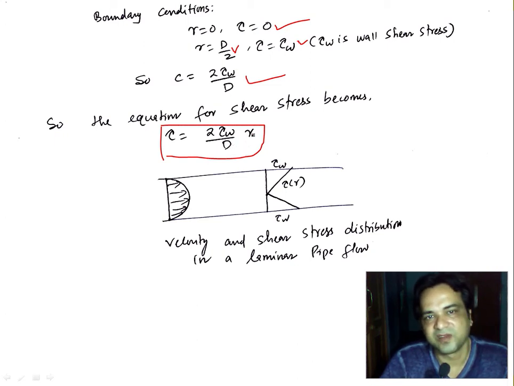We put the value R equal to 0, so we get the center line value tau equal to 0, and when you put R equal to d by 2 you get shear stress equal to tau w.